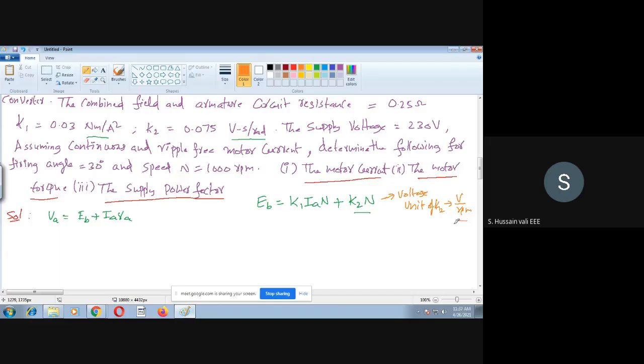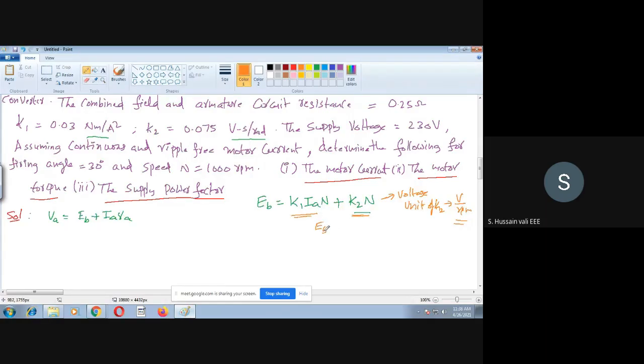Why is this a different K2? Here the unit of K2 is voltage per RPM, whereas here the unit of K2 is voltage per radian per second. So you have to convert the RPM into radian per second. How do you convert that? You have two EMFs, and we are finding out one EMF here.